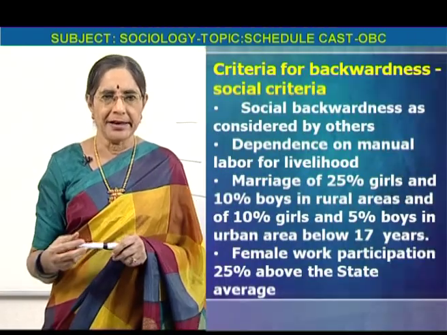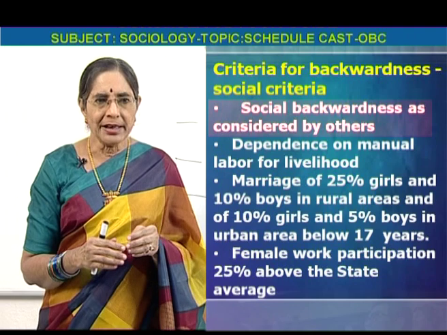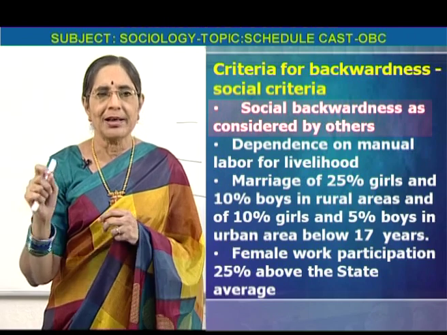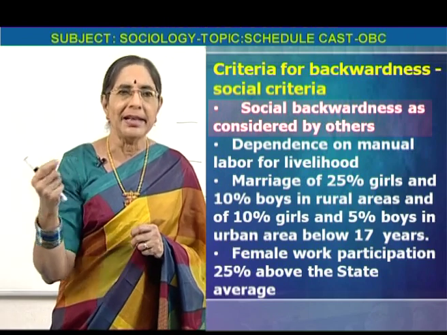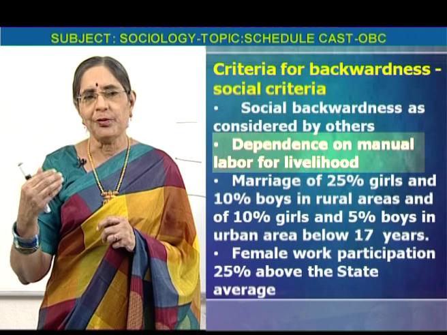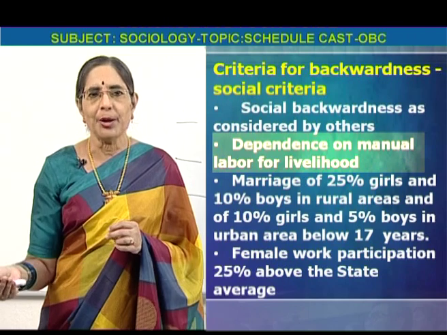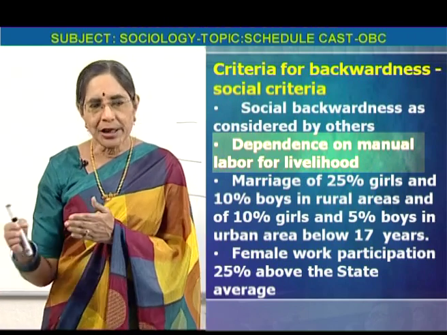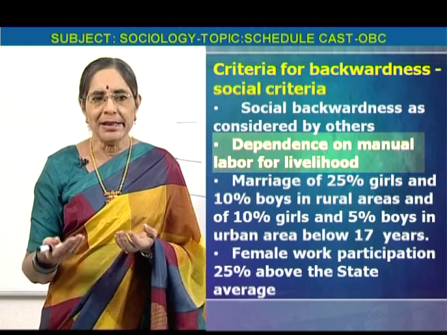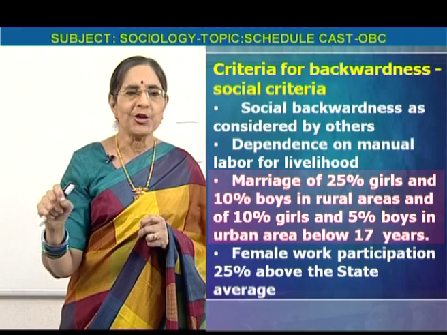Under social criteria, Mandal has mentioned 4 points. The first one is social backwardness as considered by others. If other communities consider a particular community or caste socially backward, then that will be taken into consideration as a criterion. The second one is dependence on manual labor for livelihood. Agricultural landless laborers, people who are doing manual occupations, or in some cases sheep herders or cattle herders, all these persons are dependent upon manual labor for their livelihood. The third sub-criterion under social criteria includes marriage related aspects.